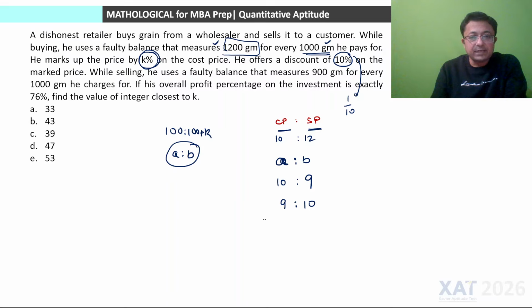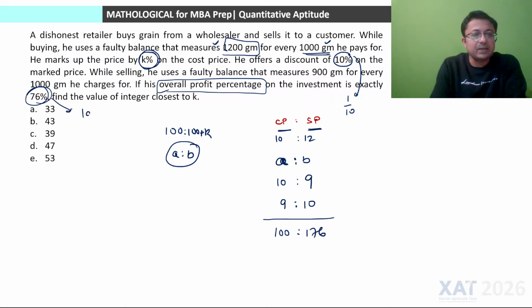And effectively, ultimately, his profit percentage, overall profit percentage on the investment, that is exactly 76%. यानी कि 100 का सामान है तो is actually getting 176 rupees. Or we can say that 76% is basically 19/25. So for on 25 rupees, he is getting 19 rupees का profit. यानी कि 25:44 will be the ratio, CP/SP. Okay. अब सिंप्लीफाई कर लेते हैं.